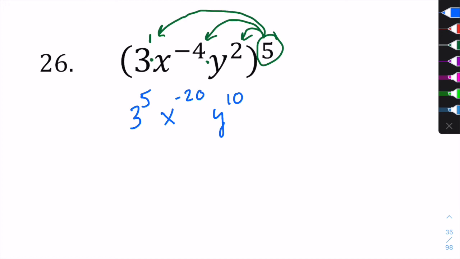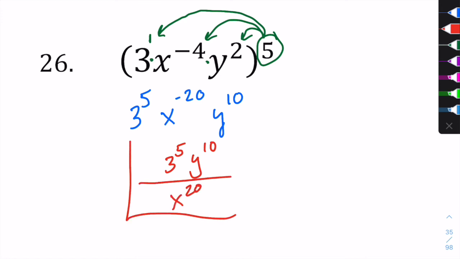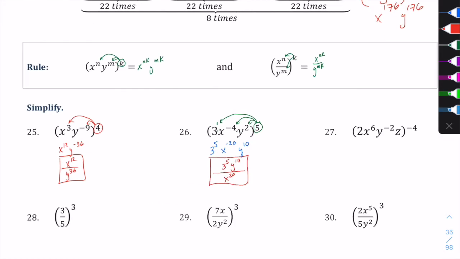Whew. Can't leave negative exponents, we know that. So let's go ahead and move things around to make them all happy and positive. We have 3 to the 5th will stay, y to the 10th will stay, the x to the negative 20 moves down south, and it becomes positive as x to the 20th. Yay, that's all done. Terrific.